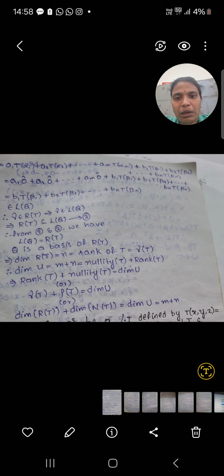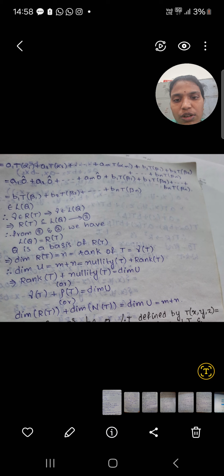Here T alpha 1, T alpha 2, and so on, all these elements are equal to 0, because all these images are equal to 0, plus b1 T beta 1 plus b2 T beta 2 plus and so on, bn T beta n. These are all the elements of Q, so this is a linear combination of Q. So gamma belongs to L(Q). So R(T) is a subset of L(Q). From both inclusions, L(Q) is equal to R(T).